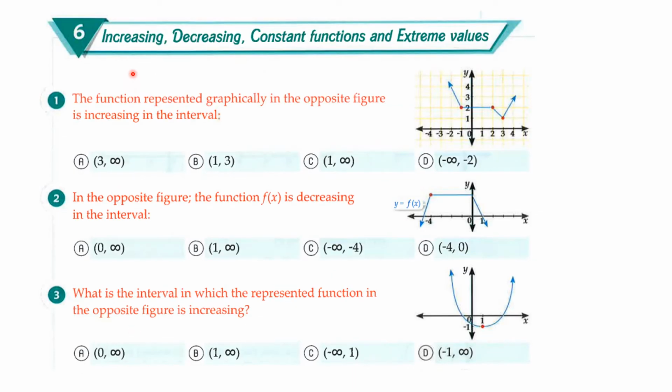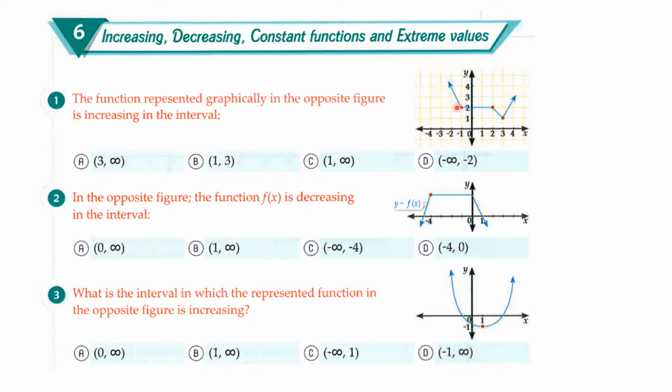So number 6, increasing, decreasing, constant functions, and extreme values. The function represented graphically in the opposite figure is increasing in the interval. How do you know when the function is increasing? Train your eyes to look as x goes to the right. As x goes to the right, where is y increasing?